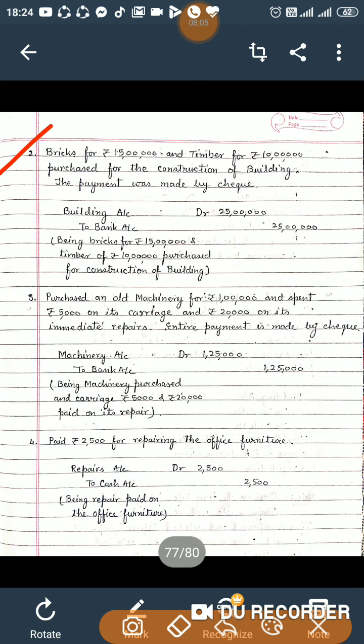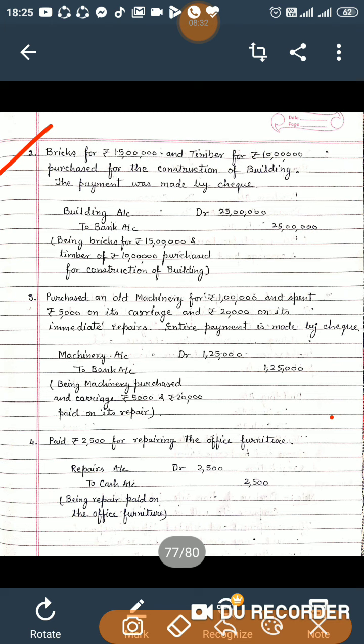So whatever expenses you are incurring for construction of building, they shouldn't be recorded individually, they become part of the cost of the building. So bricks, timber, or even wages paid to those laborers working for construction.